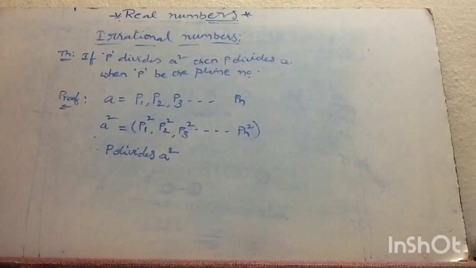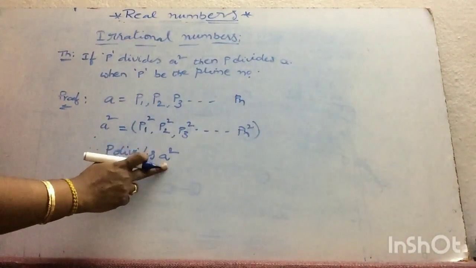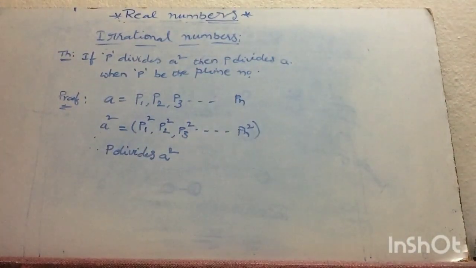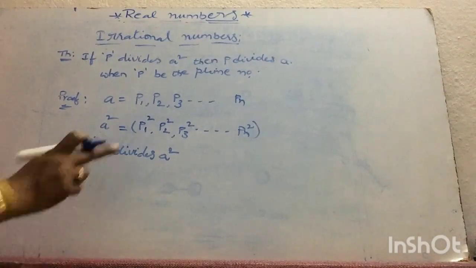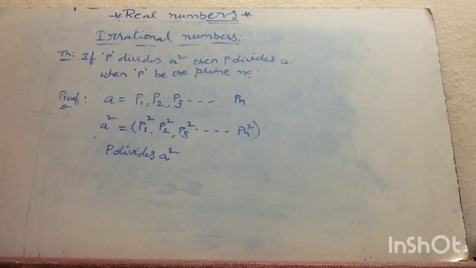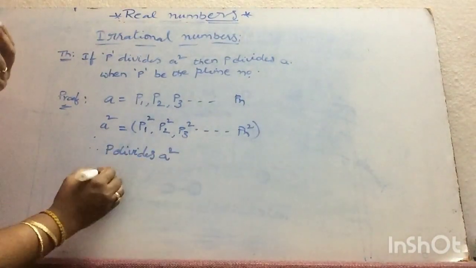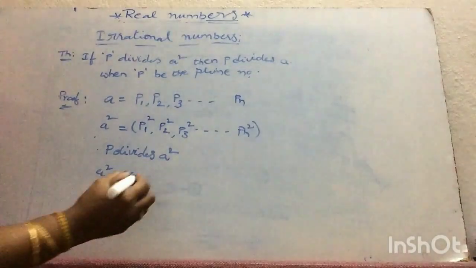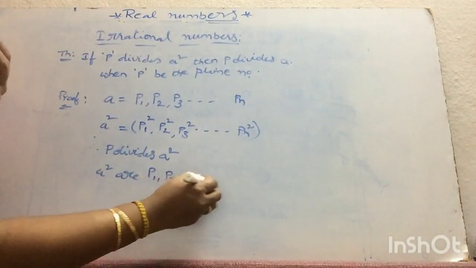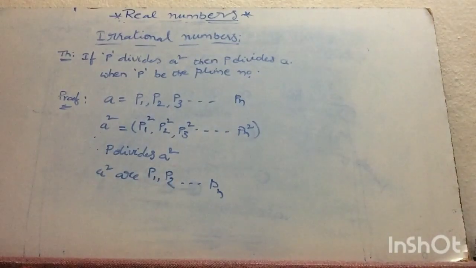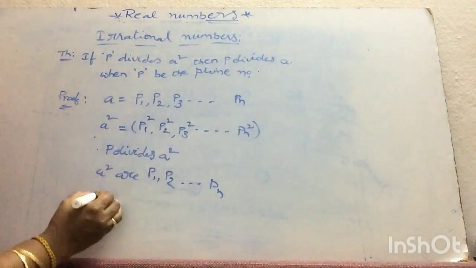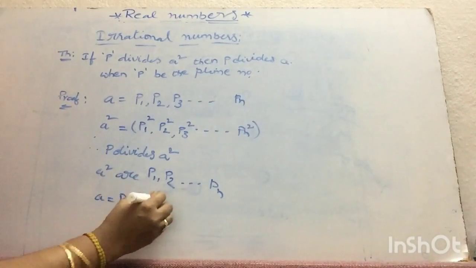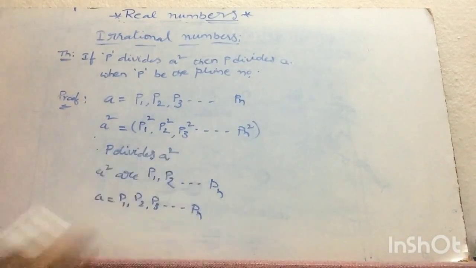We know by the fundamental theorem that P is one of the prime factors of A square. So by using the uniqueness of the fundamental theorem, the only prime factors of A square are P1, P2 and so on up to Pn. So A is equal to P1, P2, P3 and so on Pn. Here P divides A.